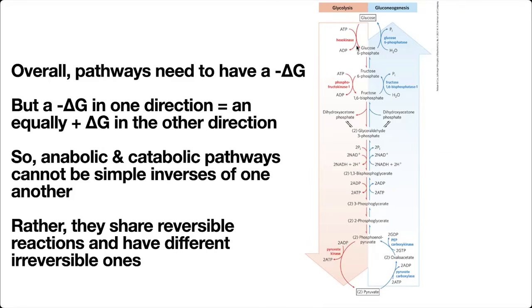This had a minus delta G, which means that if we were to try to put that phosphoryl group back from glucose onto ADP to give us ATP, we would have a positive delta G. Instead, we're just going to hydrolyze the phosphate group off of glucose 6-phosphate. So we take water and we attack it and we kick off the phosphate group, leaving us with glucose.